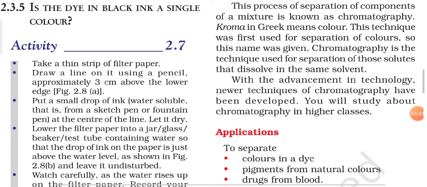Then the second one is pigments from natural colors. So this is also important. For example, this is related to biology, when you have different colors of flowers and different chlorophyll pigments, because all these are colored pigments in the flowers and the leaves. For that also it was used, and nowadays also this chromatography technique is used to find the pigments from natural colors.